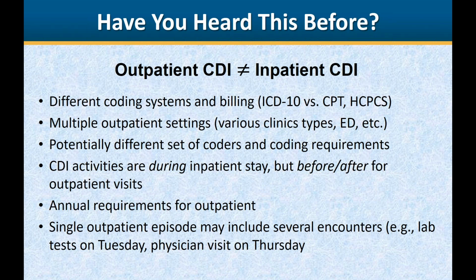And I've picked out a couple of the highlights of how they might be different. For example, different coding systems. Inpatient, we obviously use ICD-10, both the CM, which is the clinical modifications or the diagnosis codes, and the PCS, which is the procedure codes. But in the outpatient arena, we're using CPT, HCPCS, APC grouping, and so on. So there are different coding systems.